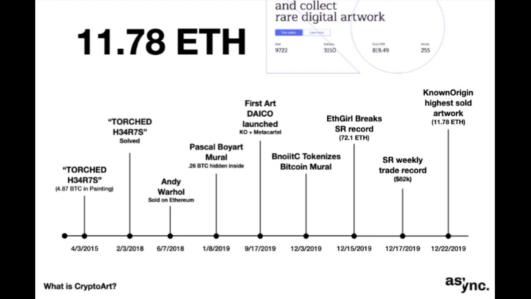So yeah, this is not comprehensive by any means. This is just some events that we found interesting and wanted to share. So that's the state of crypto art today, how it's made, and some of the events that are happening. And so what is Async Art? What makes our platform different? And what are we trying to do differently?